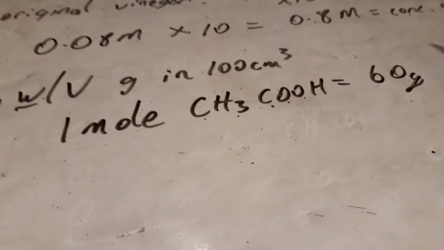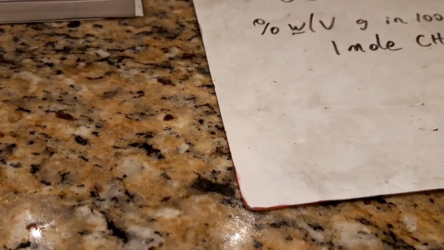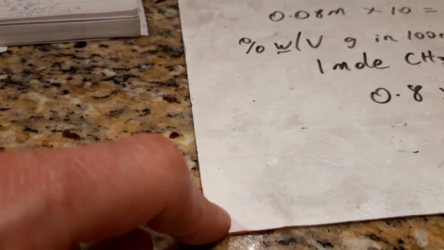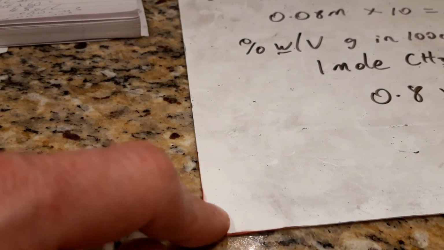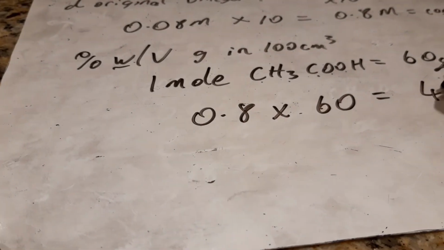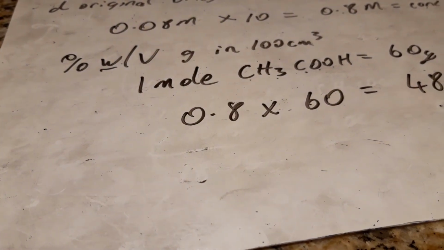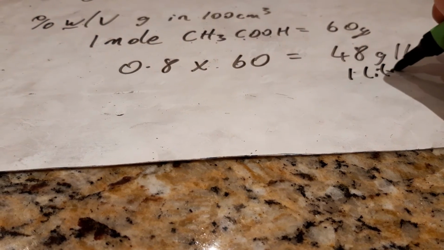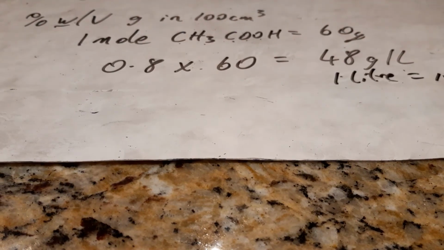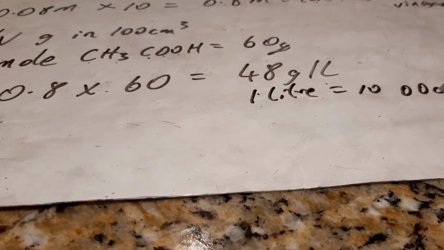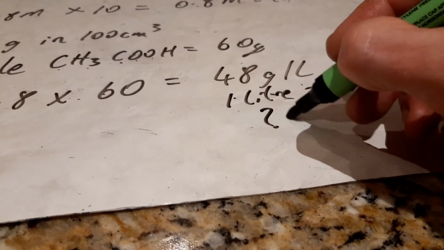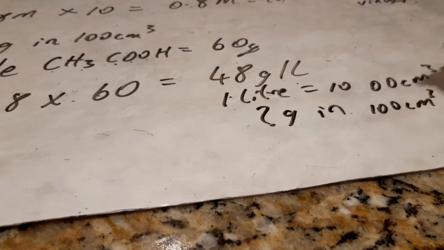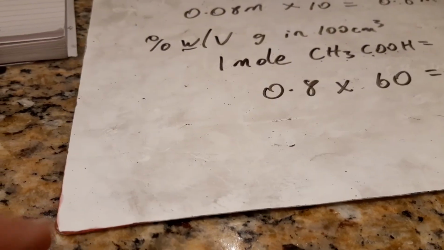What's 0.8 mole, which is the concentration that we have? Well, that's easy to do. We just multiply 0.8 times 60, and we get 48 grams per litre. Okay, now it's worth remembering that 1 litre is equal to 1,000 centimetres cubed. But we're really being asked how many grams are in 100 centimetres cubed, because remember, it's percentage. Okay, so it's out of 100.